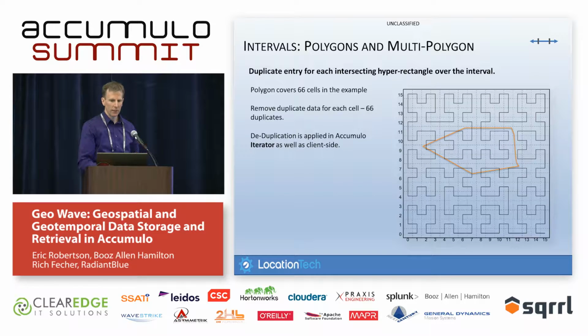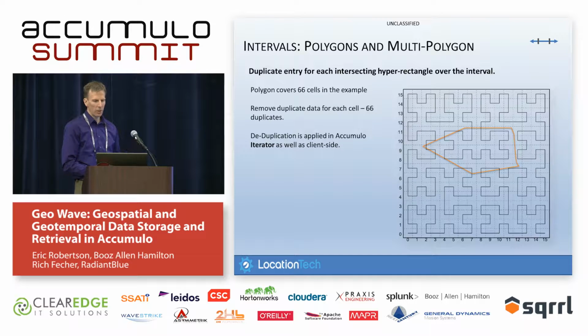So let's go back and look at intervals in general. We talked about the general case. Intervals are a particular problem, for example time intervals or polygons. A lot of times when we're talking about points, a point exists in a particular cell. Now we want a polygon interval which will cover multiple cells. In this particular case, I've got a big yellow-orange colored polygon, and it covers 66 different cells.